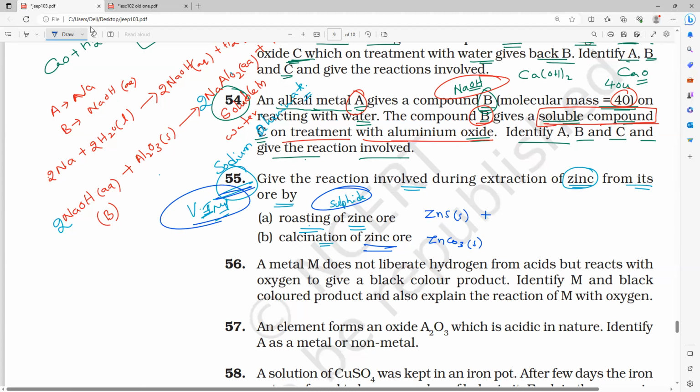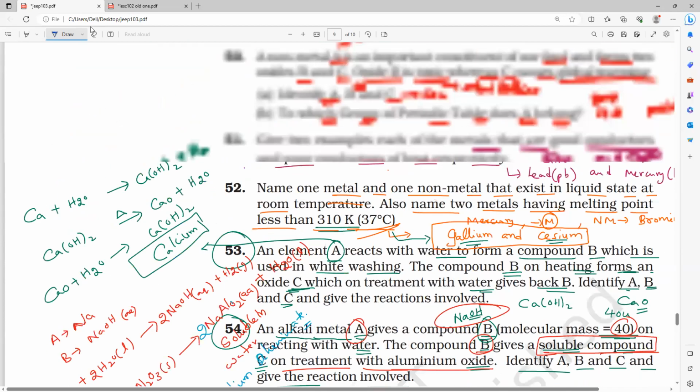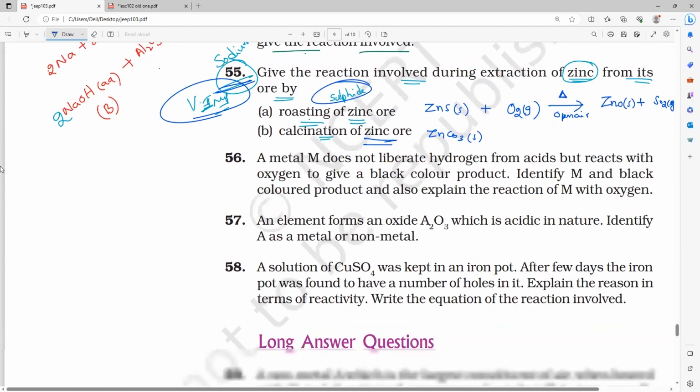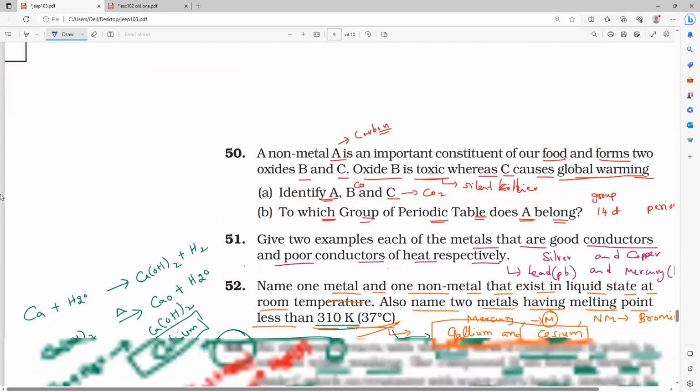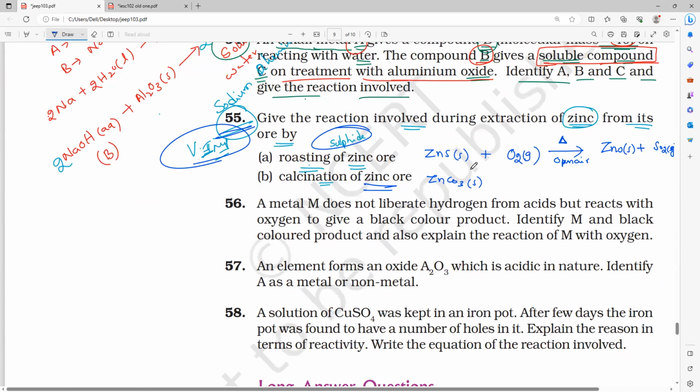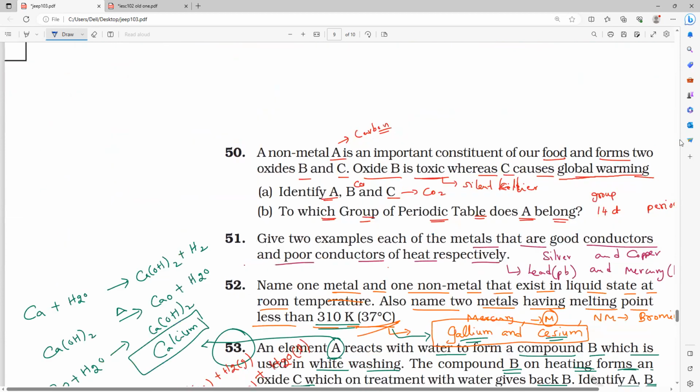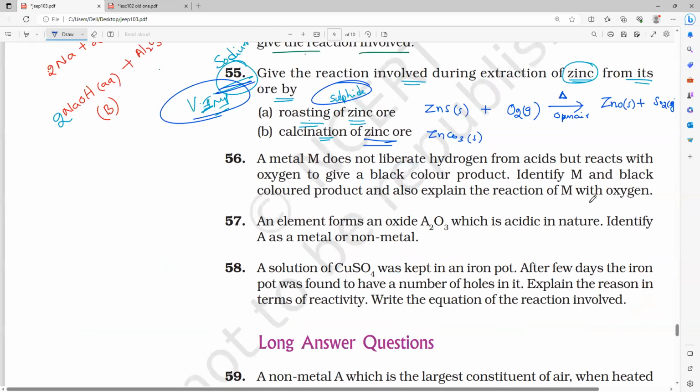Zinc sulfide. What is the common name of zinc sulfide? Zinc blende. In open air, excessive air, it has to be. So what products will come? Zinc oxide plus sulfur dioxide. First roasting, and then further if you want, it undergoes reduction, not oxidation. What is the next step? Mention SO2 gas.